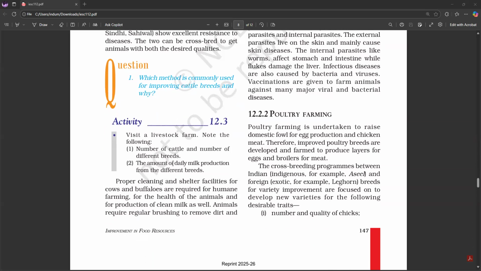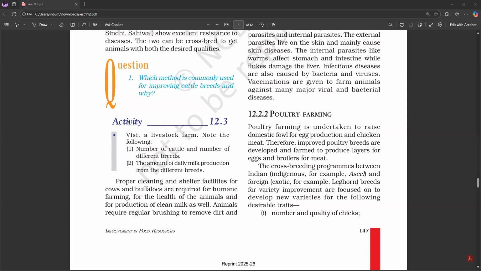Activity 12.3. Visit a livestock farm. Note the following: the number of cattle and the number of different breeds, the amount of daily milk production from the different breeds. Proper cleaning and shelter facilities for cows and buffaloes are required for humane farming, for the health of the animals, and for production of clean milk as well.